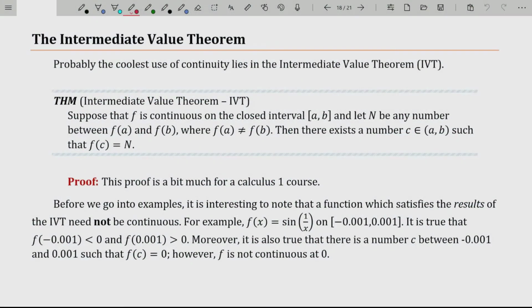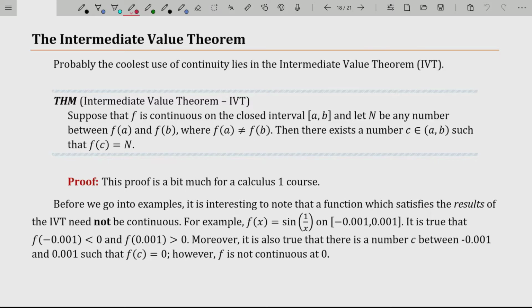Hello, my name is Roy Simpson, professor of mathematics at Cosumnes River College in Sacramento, California. This video is the end of the section on continuity in a standard Calculus 1 course, also known as differential calculus. And all of these sections usually end with the intermediate value theorem. Probably, again, as I say here, the coolest use of continuity.